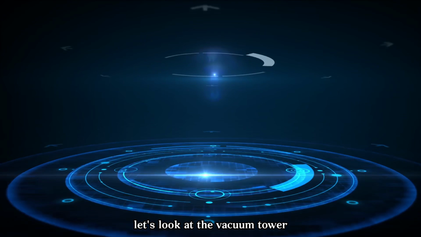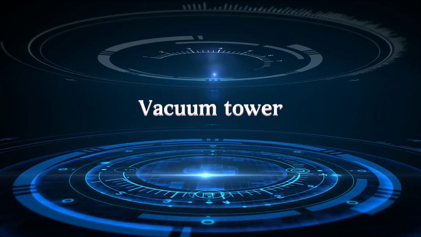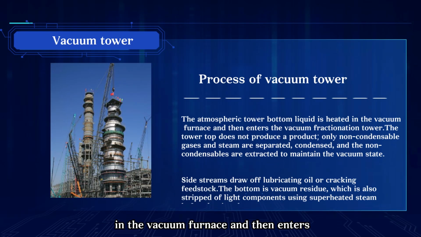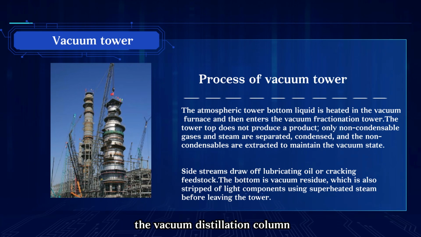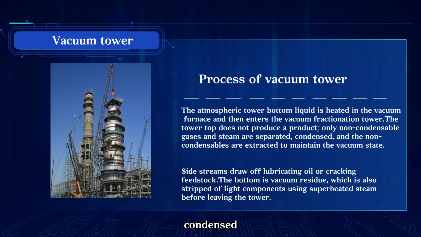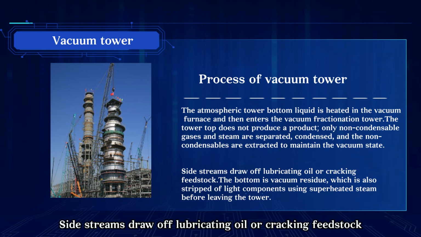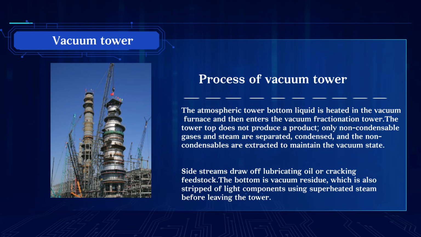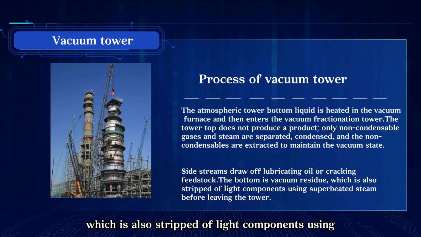Finally, let's look at the vacuum tower. The atmospheric tower bottom liquid is heated in the vacuum furnace and then enters the vacuum distillation column. The tower top does not produce a product. Only non-condensable gases and steam are separated, condensed, and the non-condensables are extracted to maintain the vacuum state. Side streams draw off lubricating oil or cracking feedstock. The bottom is vacuum residue, which is also stripped of light components using superheated steam before leaving the tower.